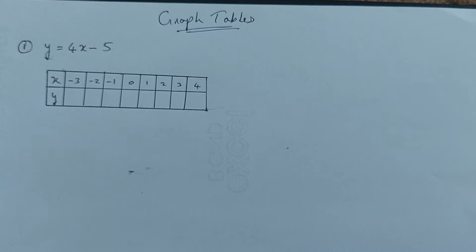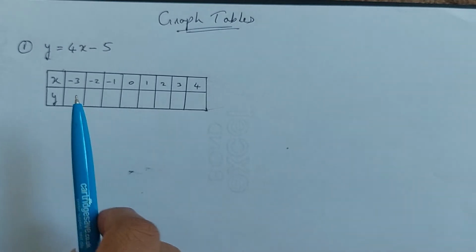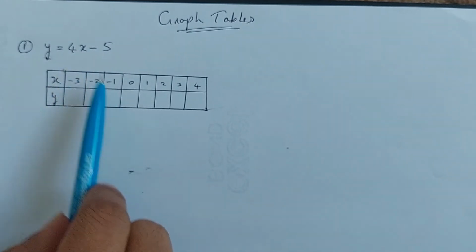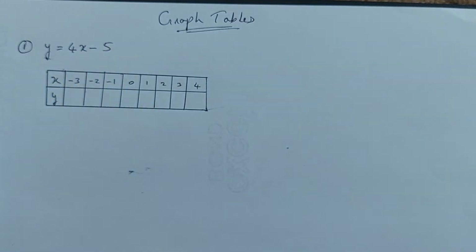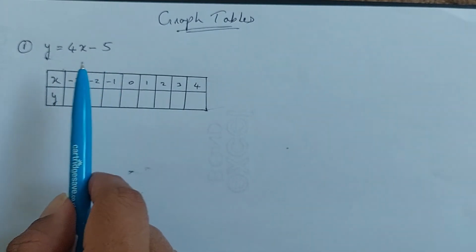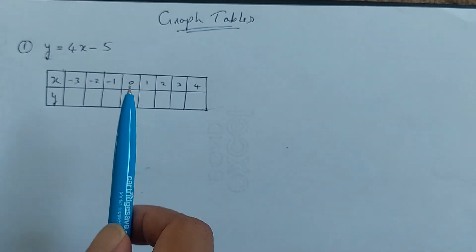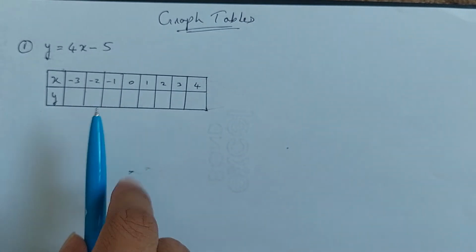So we'll work two methods. I'll show you two methods, and whichever is quicker, you can pick it. The first is to substitute all of them one by one. Or the second method is to quickly use the gradient and the y-intercept to get all of them. Let's work the quickest method first, then I'll show you the substitution method.